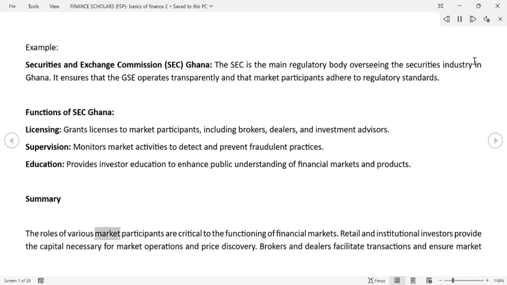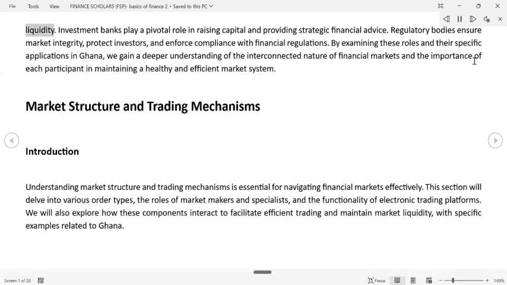Summary: the roles of various market participants are critical to the functioning of financial markets. Retail and institutional investors provide the capital necessary for market operations and price discovery. Brokers and dealers facilitate transactions and ensure market liquidity. Investment banks play a pivotal role in raising capital and providing strategic financial advice.